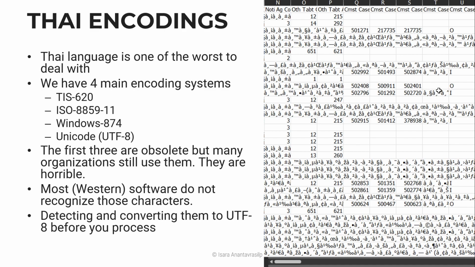Windows 874, also known as Code Page 874 or Windows Thai, is the character encoding system primarily used for representing the Thai language in Microsoft Windows operating systems. It was released in 1992 along with Windows 3.1. Surprisingly, after 30 years, it is still in use today in all Microsoft products. In fact, Excel still uses Windows 874 as its default Thai encoding.